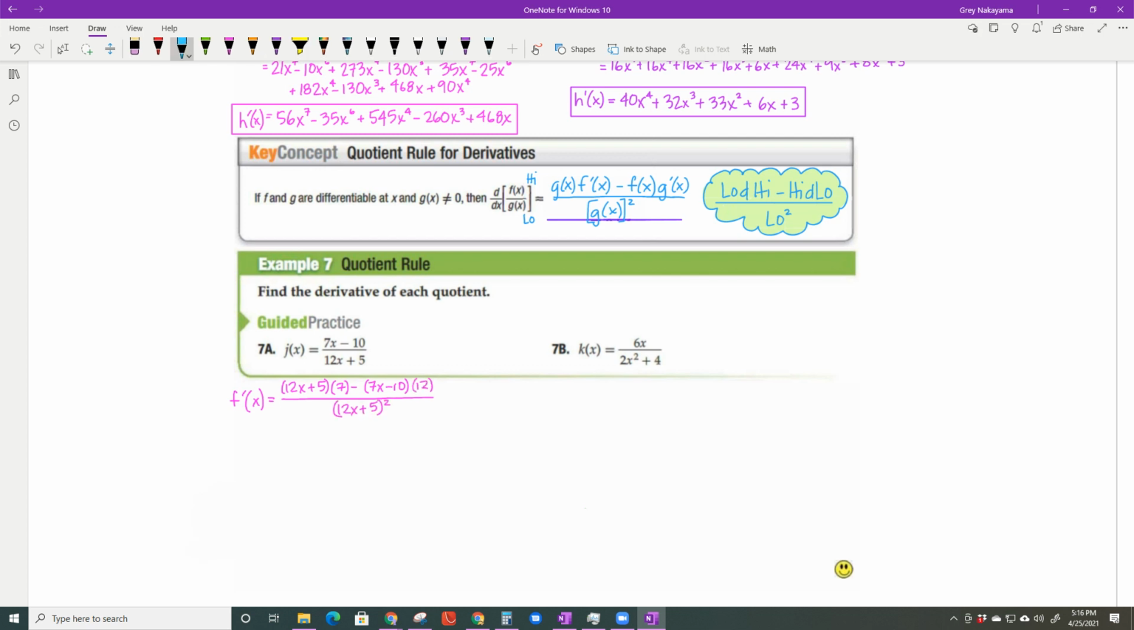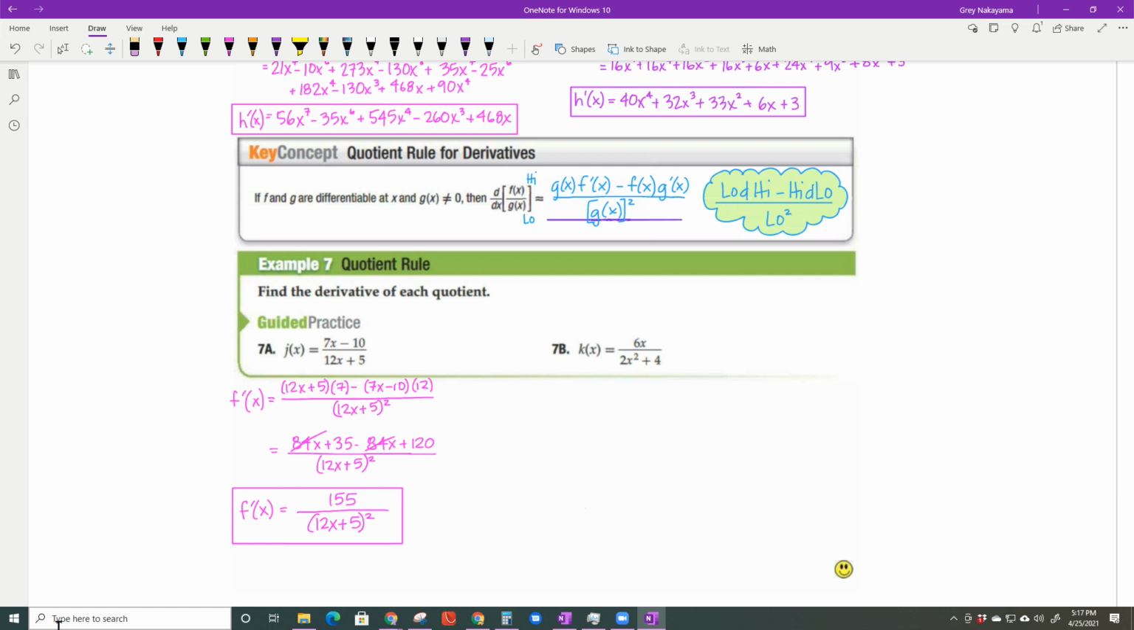over low squared. Okay, now in Delta Math, you actually have to simplify this. And when you simplify, you have to just multiply out the top. So when I multiply out the top, it looks like this. It's still over the bottom. You do not have to do anything to the bottom, y'all. So when you multiply that out, you get that. My 84x's cancel. So I'm left with 35 plus 120. And I'm going to get, what's that, 155 over 12x plus 5 quantity squared. So that's how you enter it in Delta Math.